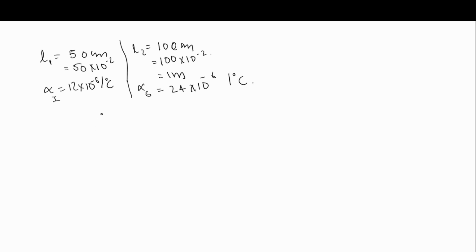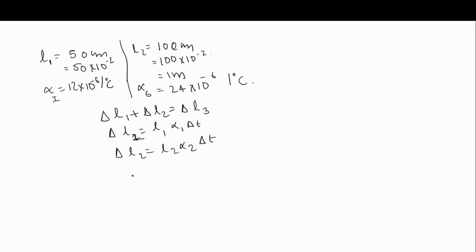So we can write delta L1 plus delta L2 is the change in length of the new rod that is formed by joining this iron rod and steel rod. We'll take it as L3. Delta L1 is equal to L1 alpha 1 delta T. They are raised by the same temperature. Next, delta L2 is equal to L2 alpha 2 delta T.